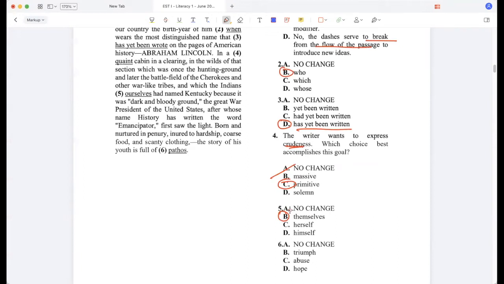After whose name history has written the word emancipator, first saw the light, born and nurtured in penury, inured to hardship, coarse food and scanty clothing. The story of his youth is full of pathos. So youth, I'm talking about these hardships, right? So I would go with pathos, because pathos indicates, in the sense of having suffered. So pathos would be a good answer. Triumph is victory, so that wouldn't be right here, because here we are talking about penury and all that.